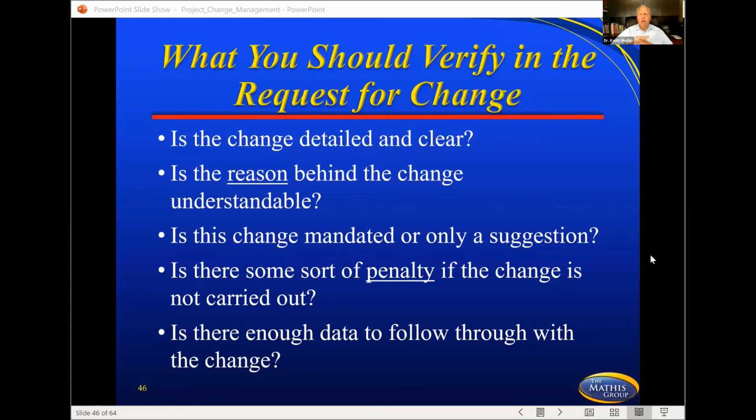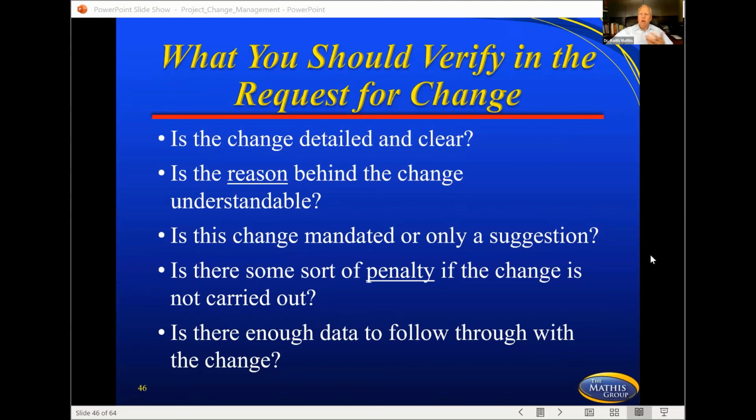Okay, so what you should verify in the request for a change. So here's some things. Number one, is the change detailed and clear? Is the reason behind the change understandable, and are we communicating that? Is this change mandated or only a suggestion? A lot of times people will suggest stuff, they'll ask questions. You'll see managers or executives do this. They ask a question, but they're not saying make a change. They're just asking a question.